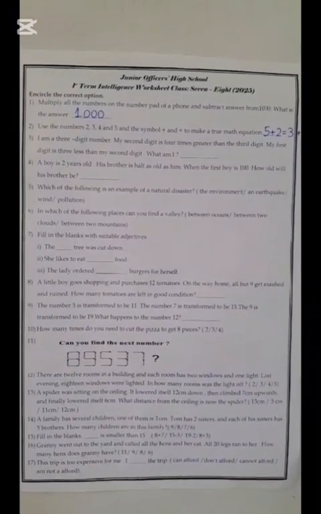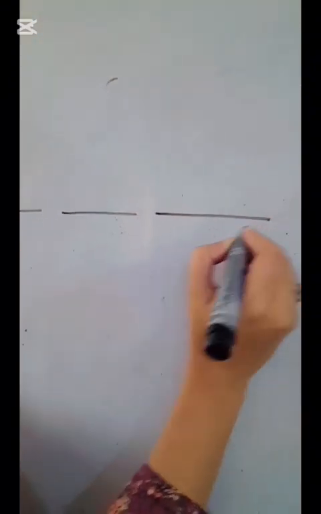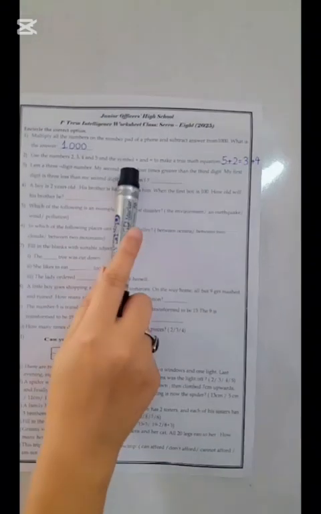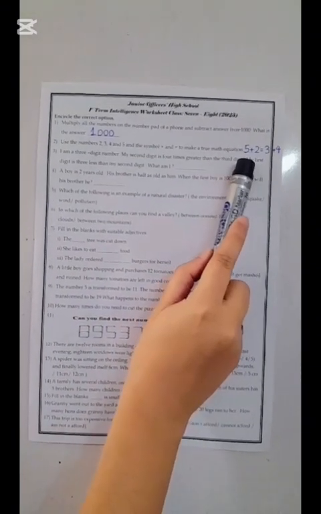Number 3. I am a 3-digit number. My second digit is 4 times greater than the third digit. My first digit is 3 less than my second digit. What am I? Now you have to find out the digits here. Whatever the number may be, it contains 3 digits. Now the blank is saying my second digit is 4 times the third digit, meaning we have to suppose some third digit to begin with.